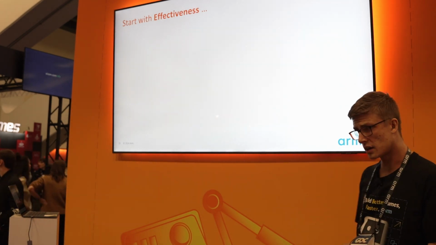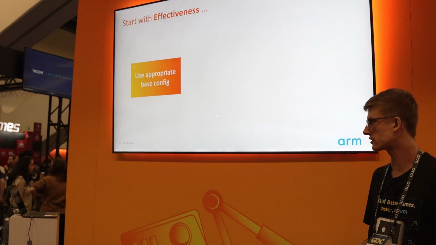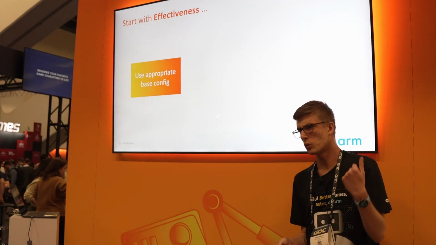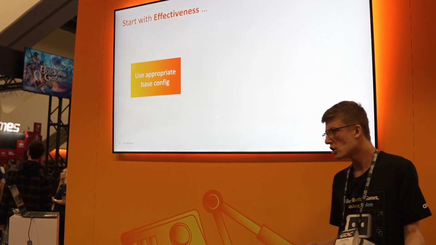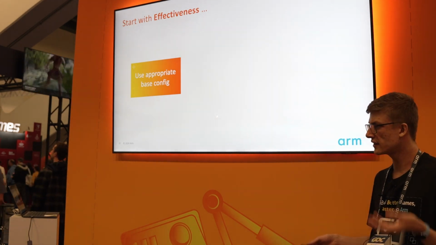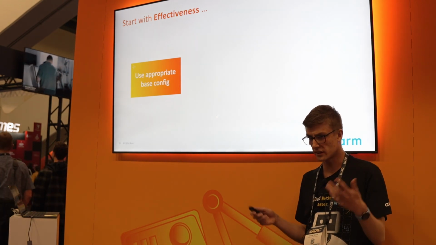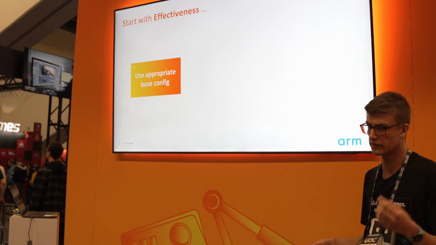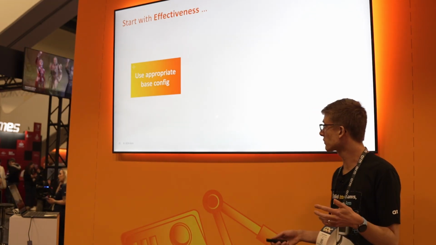So if we start with effectiveness, the first thing you're going to want to think about is using an appropriate base config. So what resolution are you targeting? 720, 1080, 1440? What frame rate are you targeting? 30, 60? Now it's important to note, making the wrong choice here is already going to set you up to fail, because going from something like 720 at 30 to 1080 at 60, that's 4 times more work. So you need to really think about this.